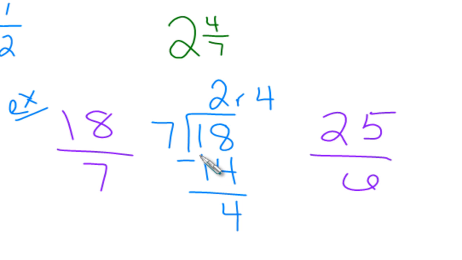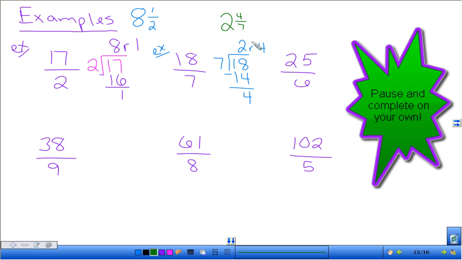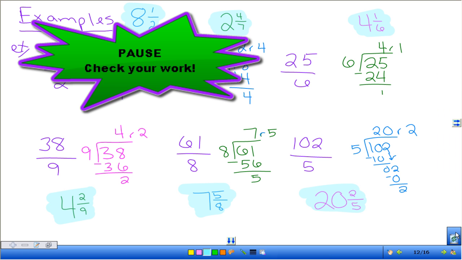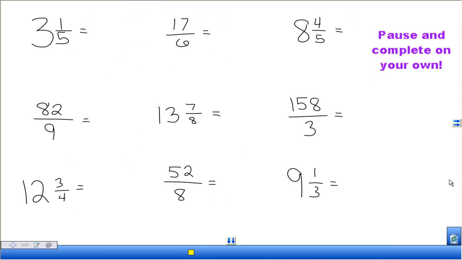You guys do a couple on your own? Okay, go ahead and work on these next 4 then. So we did the first two together. I have them highlighted if you can't see them. So work on these.